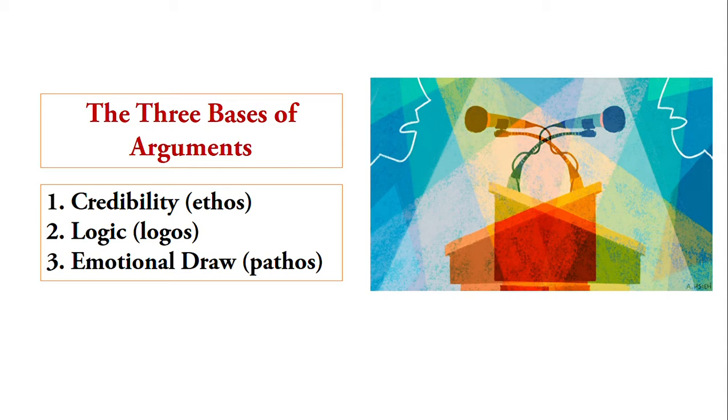Second, logic or logos. You need to make sure that the argument or the claims that you are presenting are logically relevant. And then third, emotional draw or pathos. You need to make sure that your arguments are emotionally engaging, something which the masses or the people or the audience in your speech could relate to.